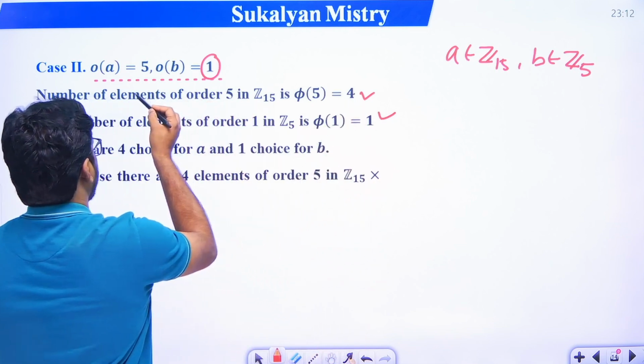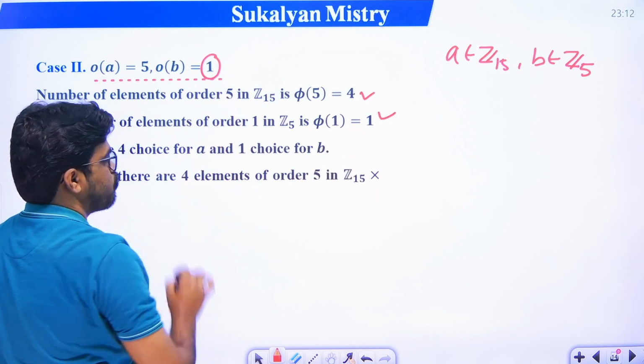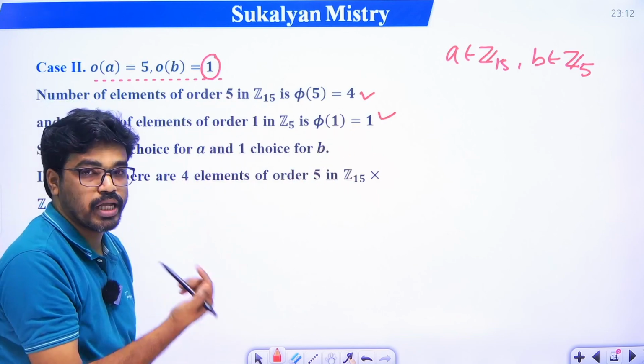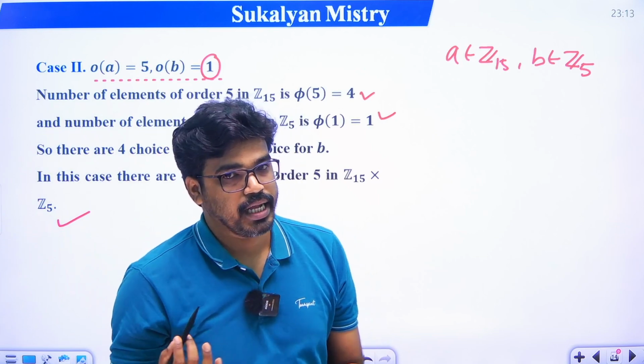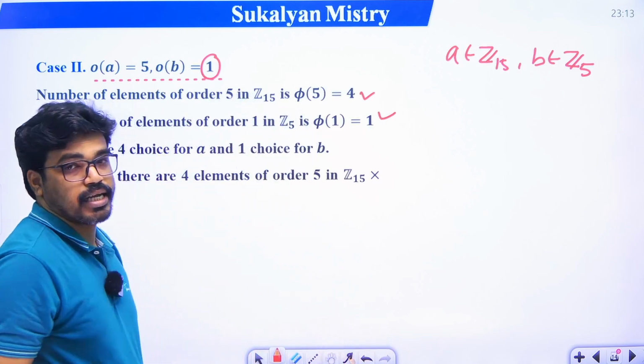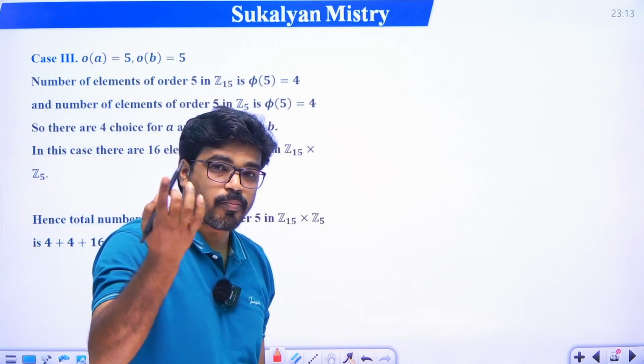4 choices for A and 1 choice for B, so 4 into 1, that is 4 elements of order 5 in Z15 cross Z5. Next case, that is order of A is 1... order of A is 5, order of B is 5.